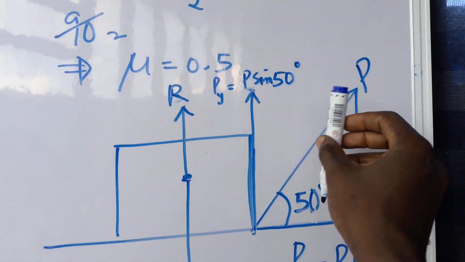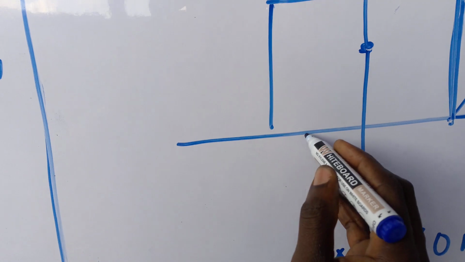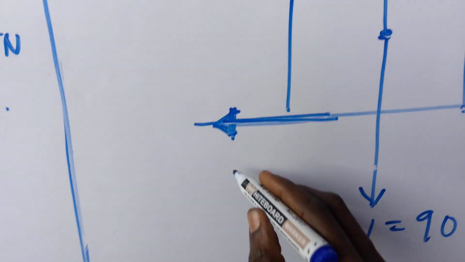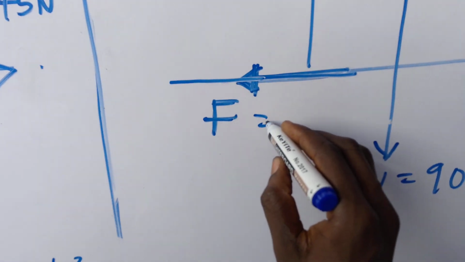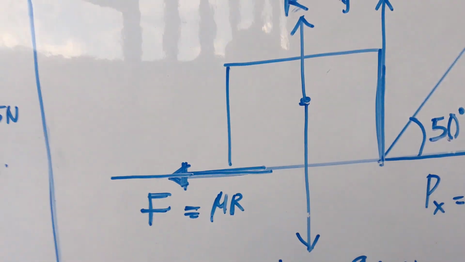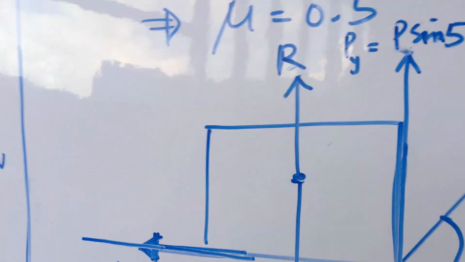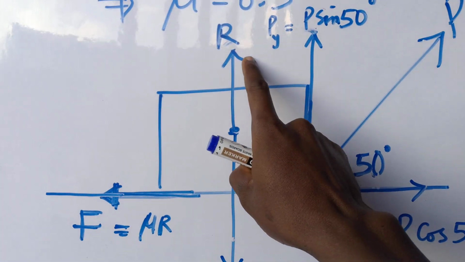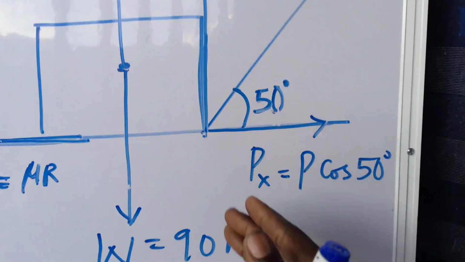Since you are resolving this force this way, if it is going in this direction, frictional force will act in the opposite direction. You say F. Frictional force must act in the opposite direction. And we know that F is equal to what? Mu R. Frictional force is the coefficient of friction times normal reaction. So what we'll do now, we'll take all the vertical forces, and take the horizontal forces. The vertical forces are this upward force and this downward force. Then we'll take the horizontal forces, this and this.